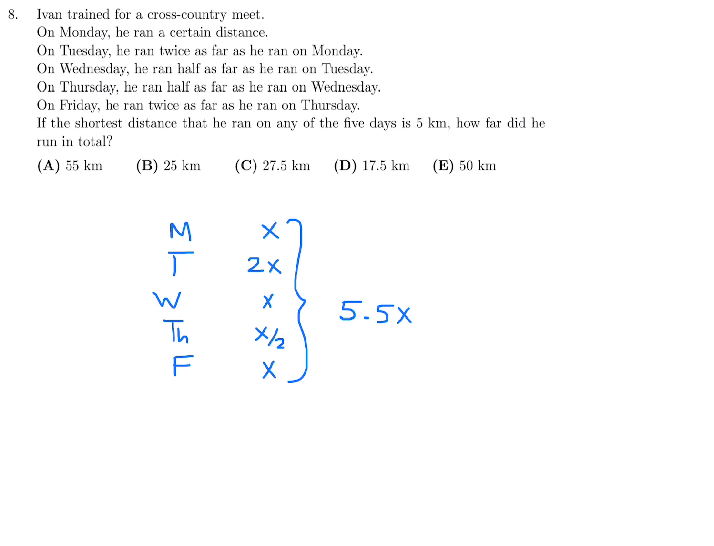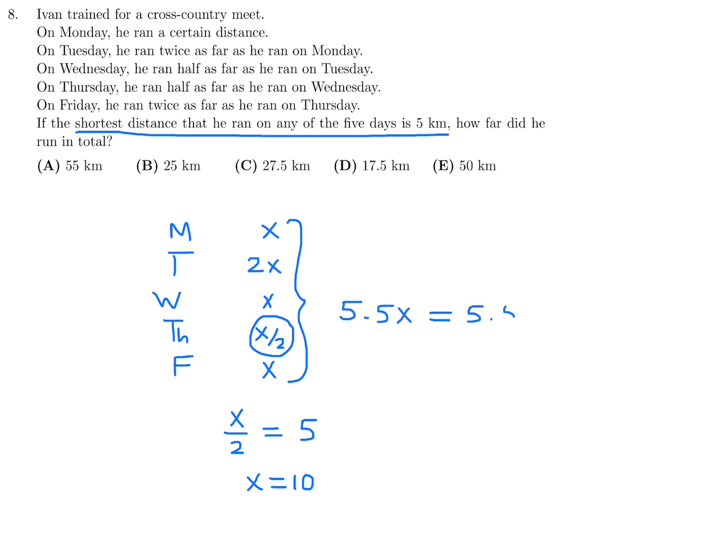Now, of course, we would have to figure out the value of X. Well, they tell me that the shortest distance that he ran on any of these 5 days is 5. The shortest distance is this guy, X over 2. So they basically have told us that X over 2 is equal to 5. So that means X is equal to 10. So 5.5X is 5.5 times 10, and that is 55. So number 8, the answer is A.